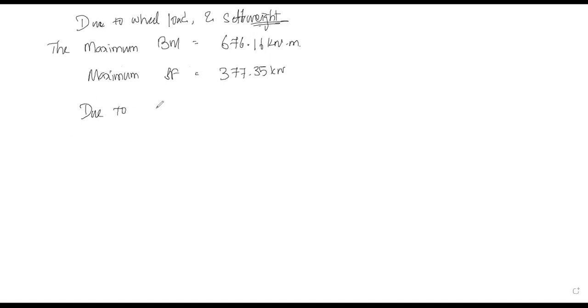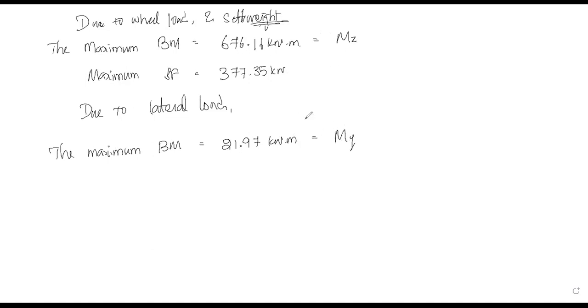So next, due to lateral load, we can have the maximum bending moment. We calculated that as 21.97 kilonewton meter. So I'm going to use this as Mz, and similarly this is Vz and Vy. Then the maximum shear force due to lateral load is equal to 14.06 kilonewton. So this is Vy. This is all about our moment and shear force values.